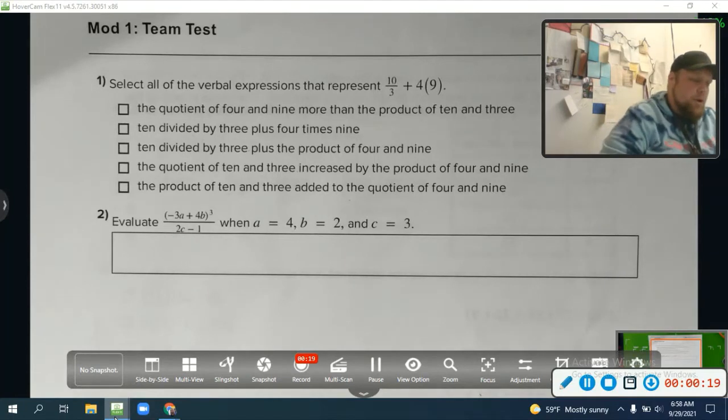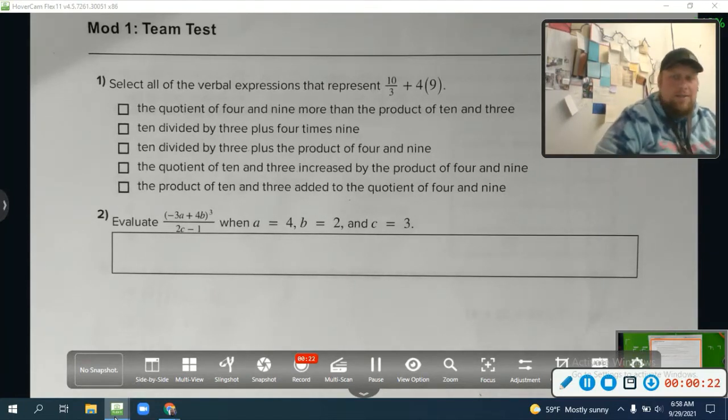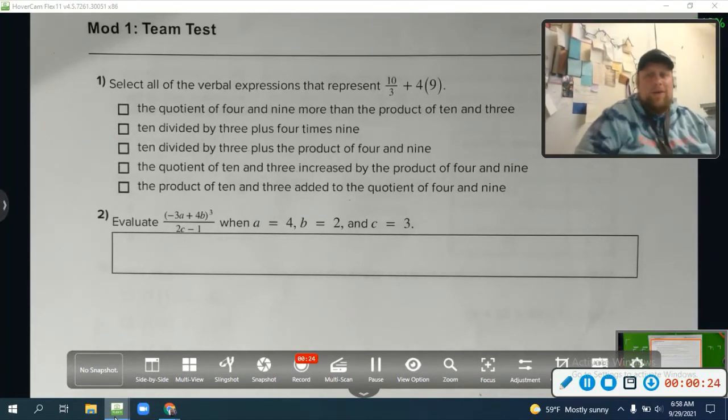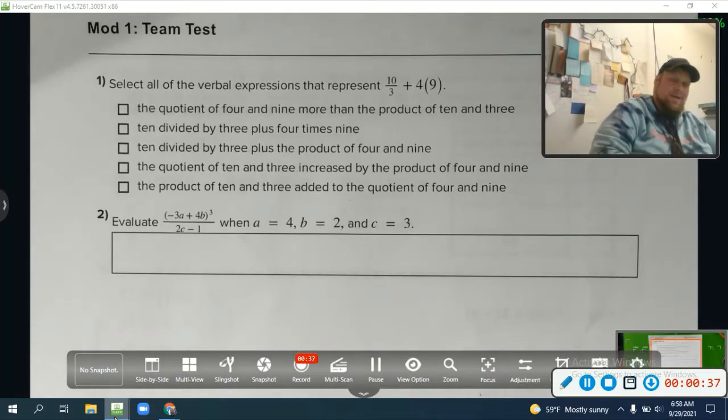And we're going to go over the Mod 1 team test. This is going to be something I do every time we take a test. You'll spend the first day like you did yesterday, working on this test to the best of your abilities, me not answering questions because I want you to figure out what you can figure out yourself, then as a group. And then today I'm going to go through each and every question. So let's get on with this.